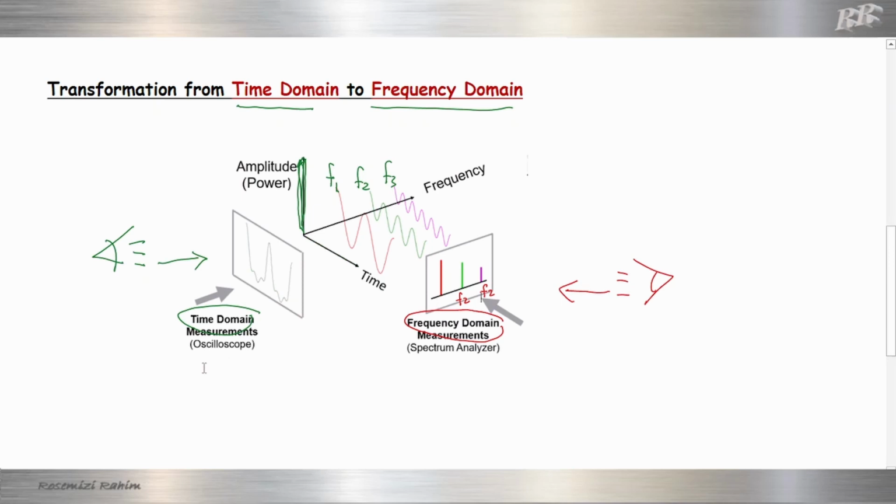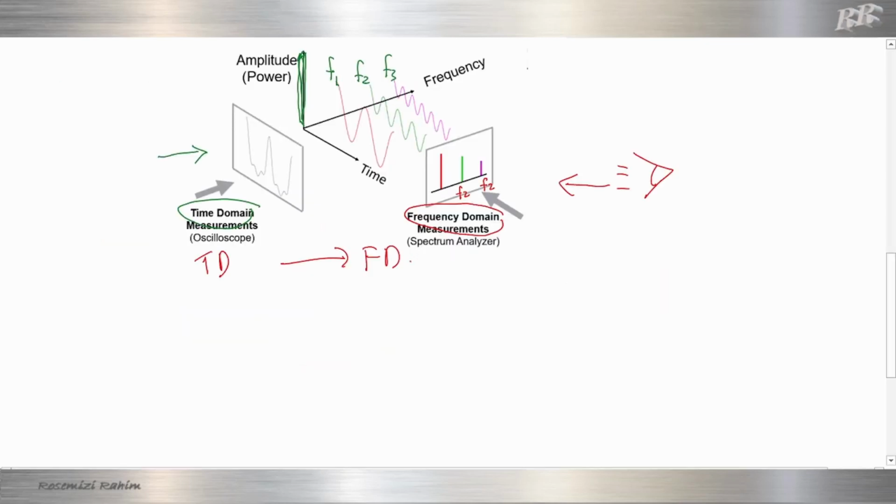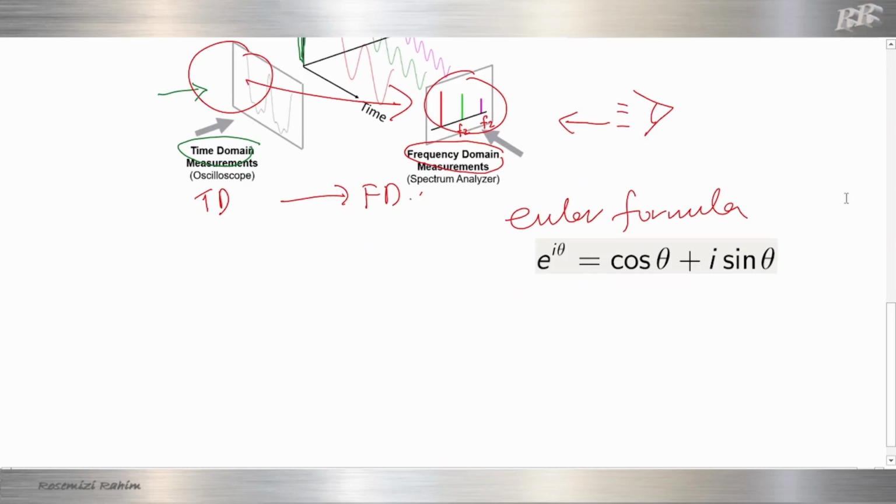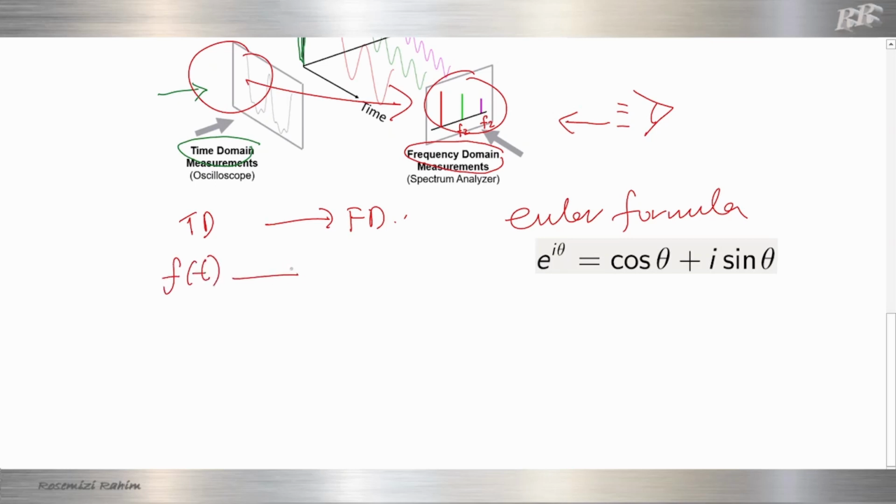Now, how do we transform from time domain to frequency domain? To transform a time domain signal into a frequency domain signal, we need the Euler formula. The Euler formula is e^(j theta) = cos theta + j sin theta. Our time domain signal is equal to f(t). Now we want to transfer to the frequency domain. The frequency domain is equal to F(omega).